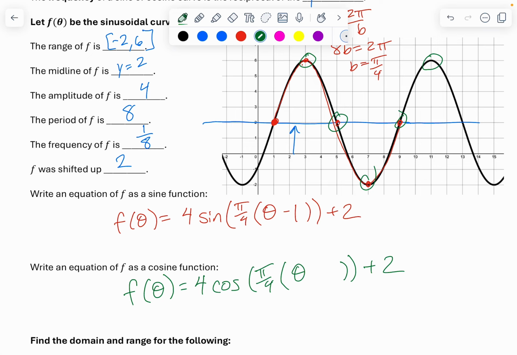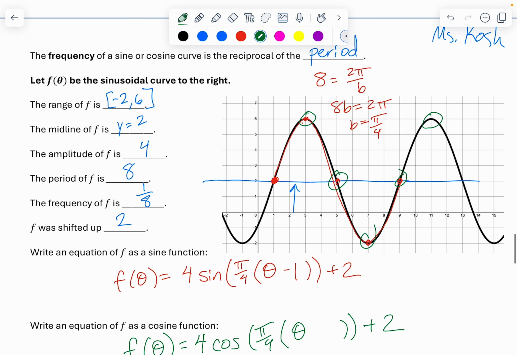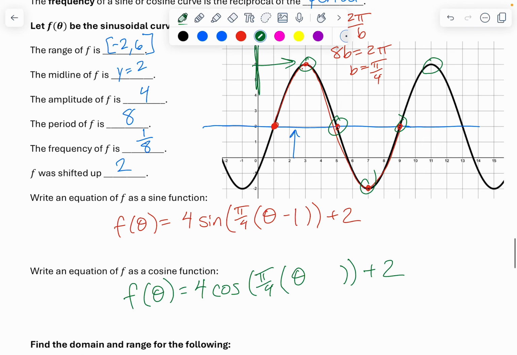But now on this one, I needed to shift. Normally, cosine starts at the top up here. And so what did we do? We shifted over 1, 2, 3. So -3.